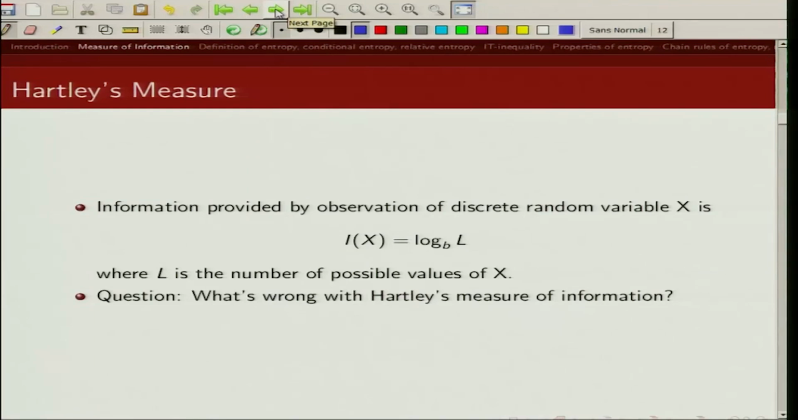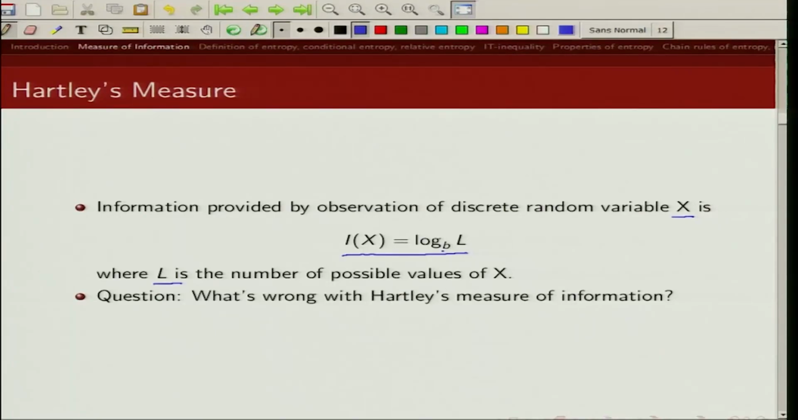So Hartley said that if you have a random variable x, and let's say x takes L different values, then Hartley defined measure of information as log of L. The base B determines the units of information. If B is 2, we define information in terms of bits. If it is natural log, we define in terms of nats.